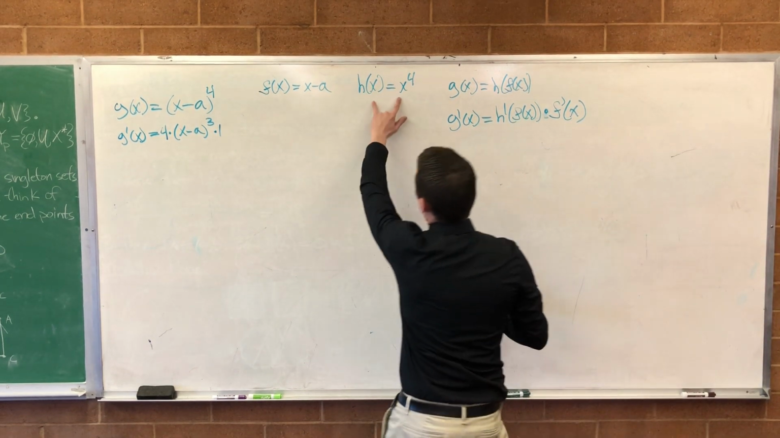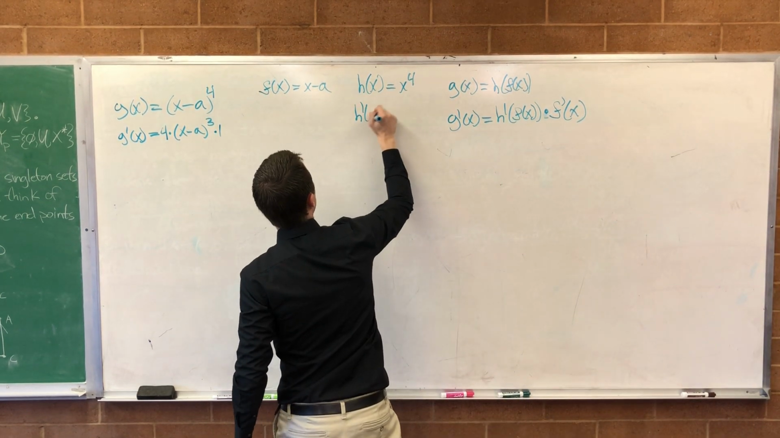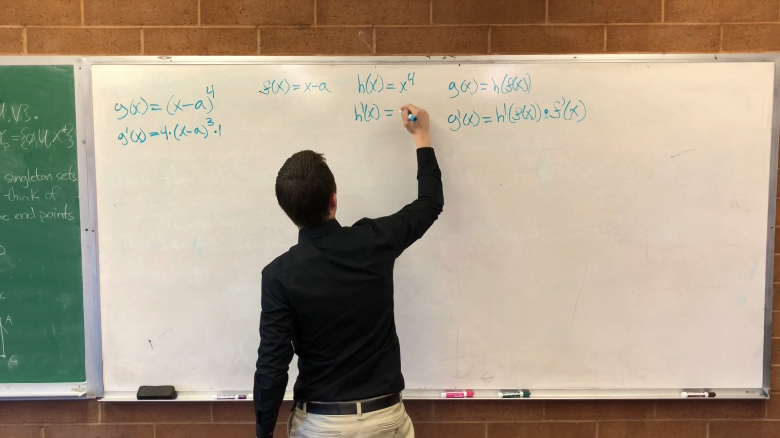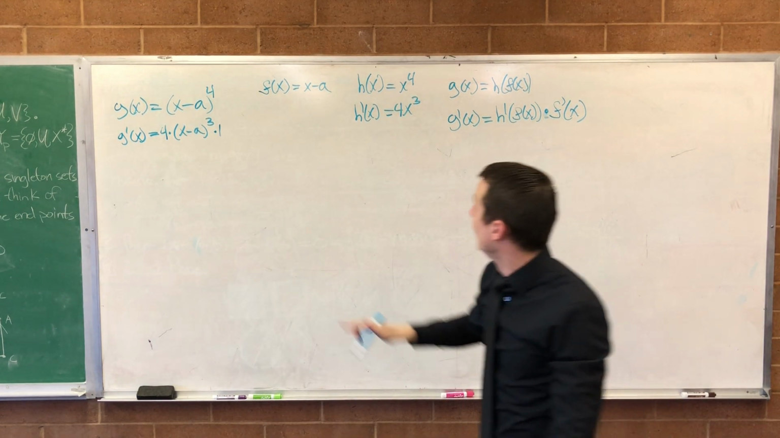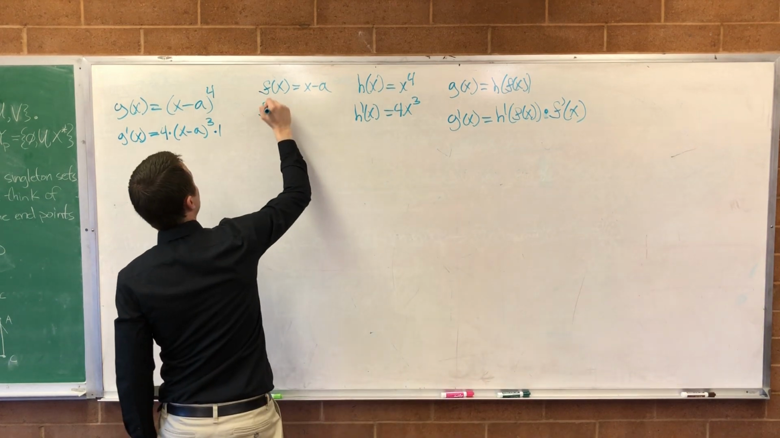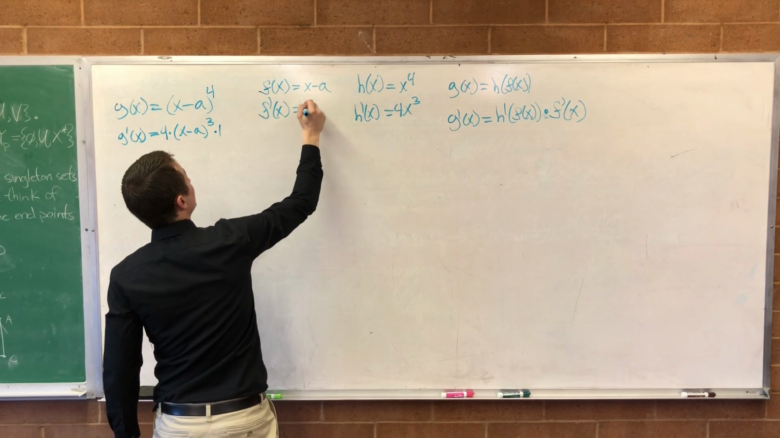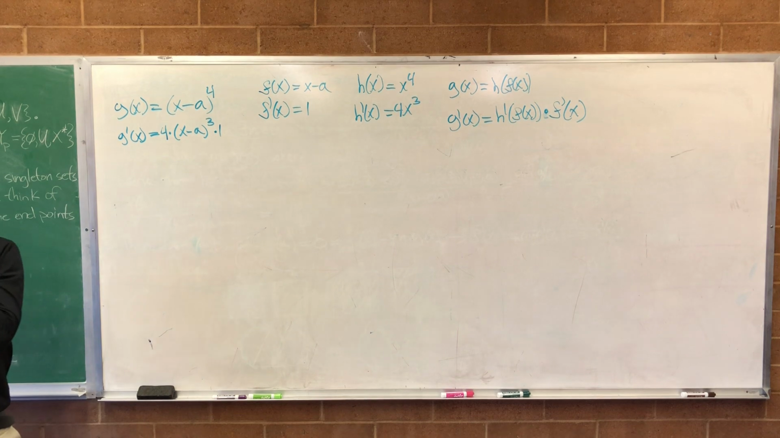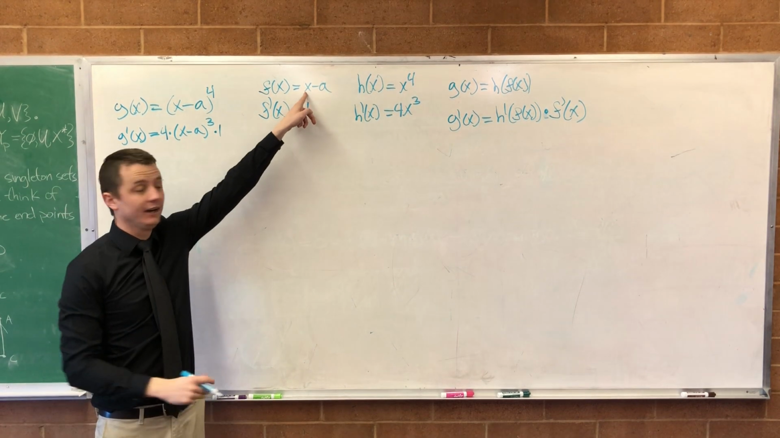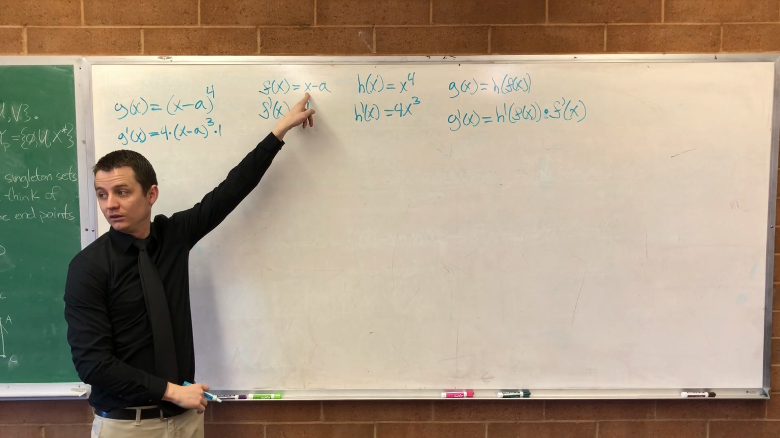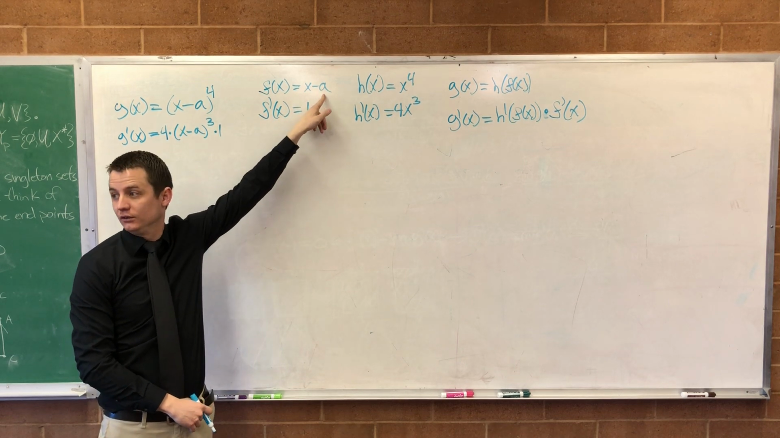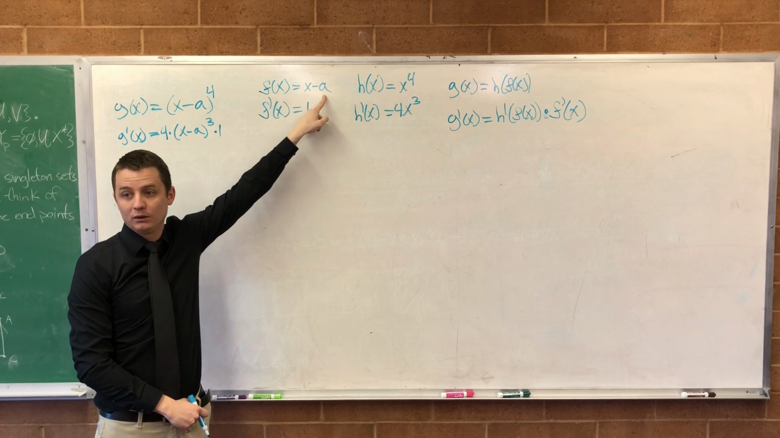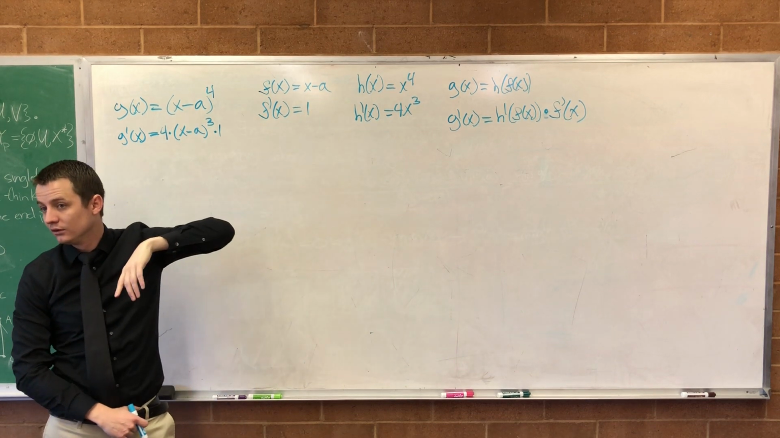What is h prime of x? That's equal to 4x cubed. And what is f prime of x? 1. Why? Oh. What's the derivative of x? 1. What's the derivative of a constant? 0. Add them up.